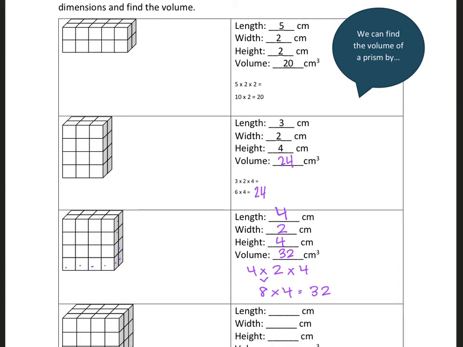Okay, and remember, if you have a prism like this and you can't remember the formula, just know that you can sit here and count all of the cubes too. That still works.